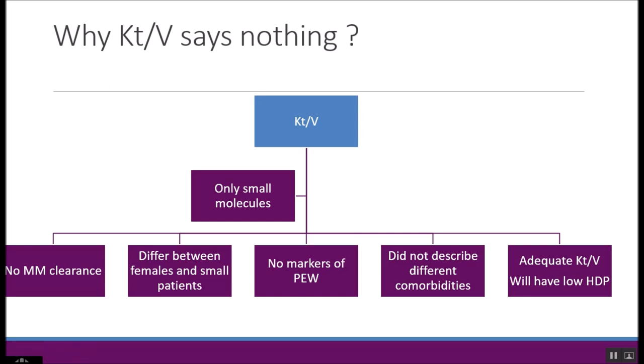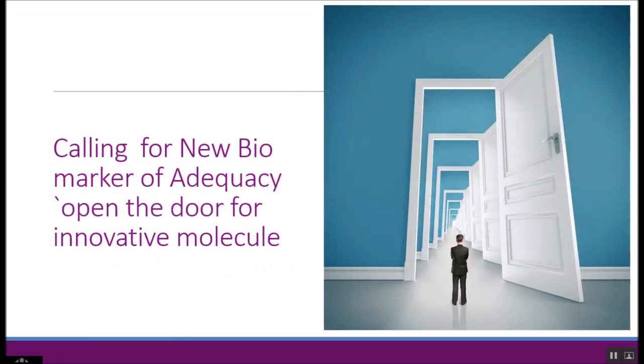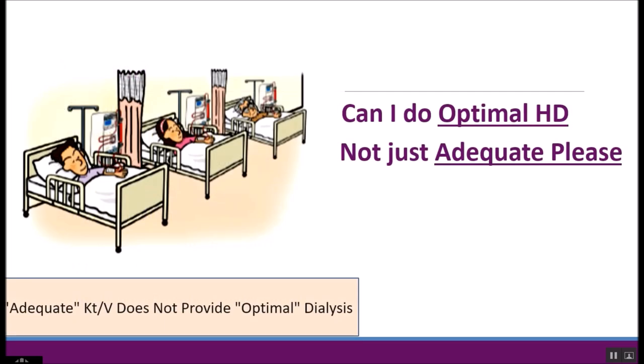We will discuss what the hemodialysis product is. So Kt/V is typically the elephant in the room. We all know that it is not enough for assessing adequacy, but it still remains valid. We know this obvious problem or risk that no one wants to discuss, and why our survival rates are so poor when supposedly adequate dialysis is being achieved in terms of Kt/V alone. This calls for a new optimization of hemodialysis. If your patients ask you, can I do optimal hemodialysis, not just adequate? You have to mention the steps for the optimum one, and you can calculate how many points you achieved for optimal hemodialysis and what is needed further.